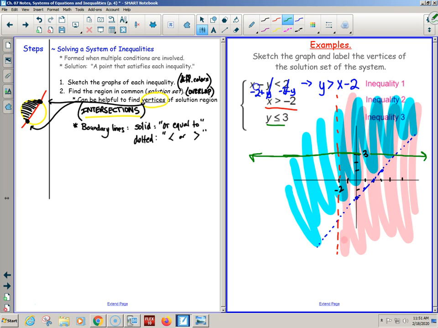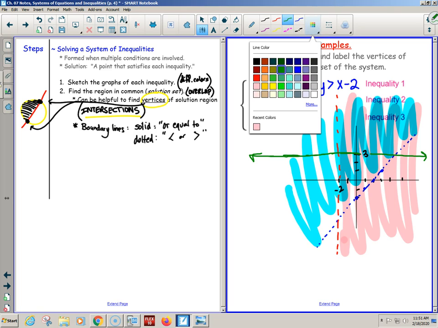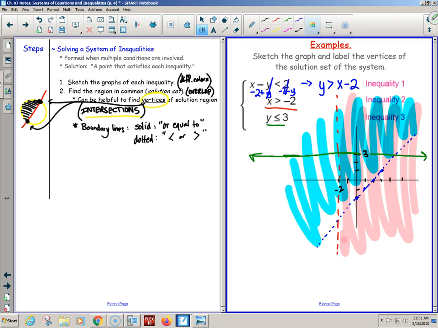Because what does it say? But where am I shading? Doesn't it say less than? So we could plug in 0, 0 again. 0 is less than 3. So yeah, let's shade where 0, 0 is. Oh, that's a lot thinner than I wanted it to be. It's going to get thick.